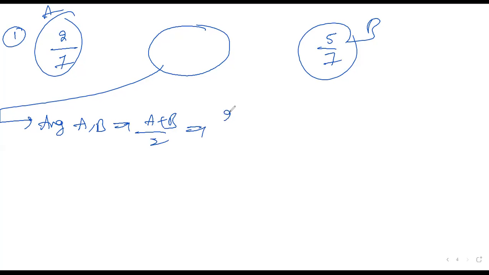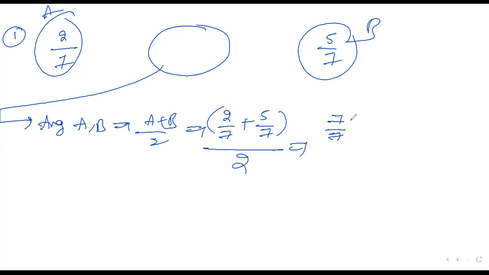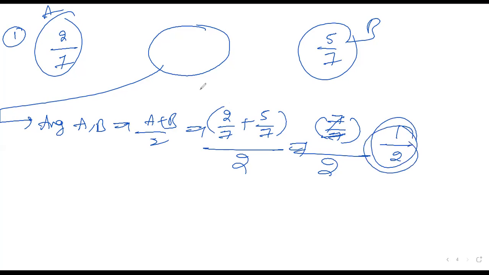So it is 2 by 7 plus 5 by 7, by 2. 2 by 7 plus 5 by 7 means 7 by 7, by 2. 7 by 7 means 1. So it's nothing but 1 by 2. The answer is 1 by 2. Clear?